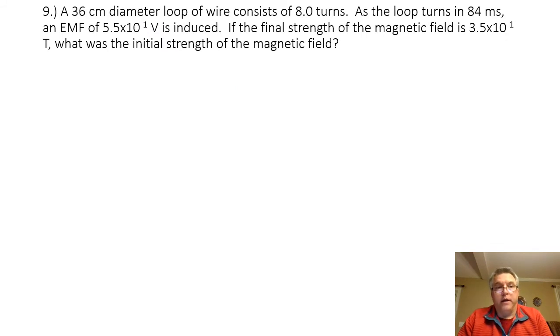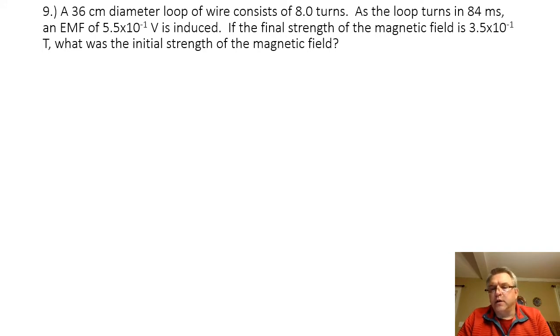Problem number 9. A 36 centimeter diameter loop of wire consists of 8.0 turns. As the loop turns in 84 milliseconds, an EMF of 5.5 times 10 to the minus first volts is induced. If the final strength of the magnetic field is 3.5 times 10 to the minus first Tesla, what is the initial strength of the magnetic field?